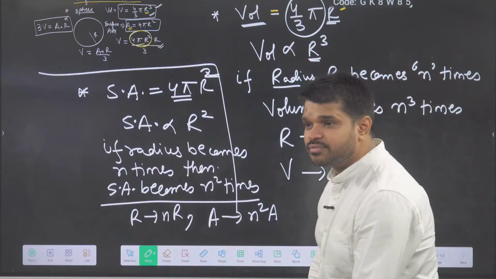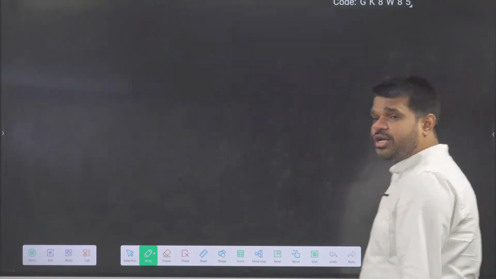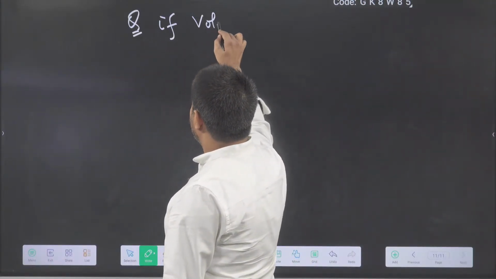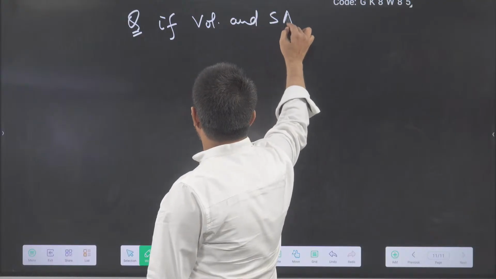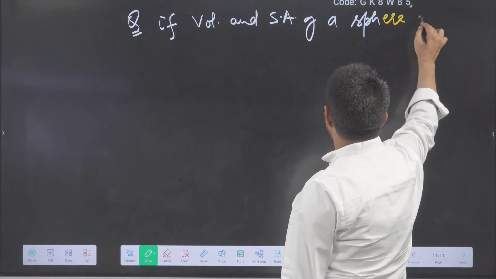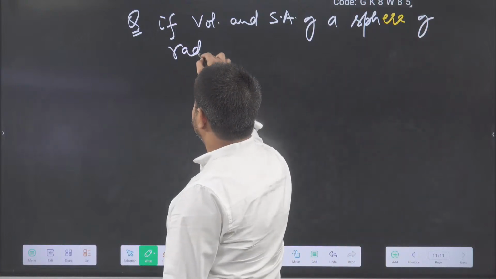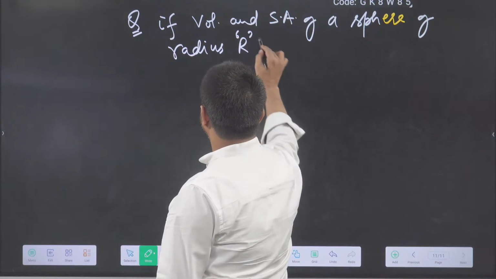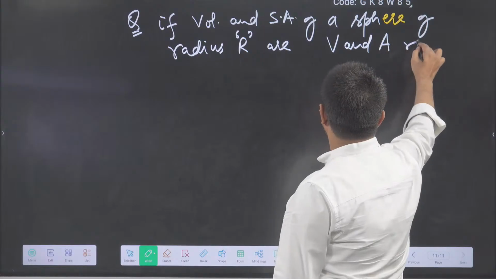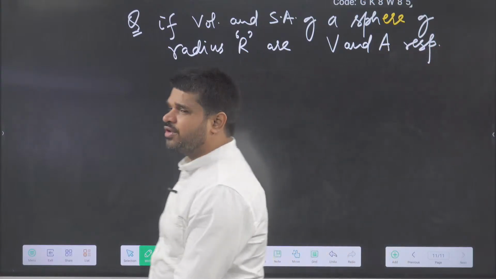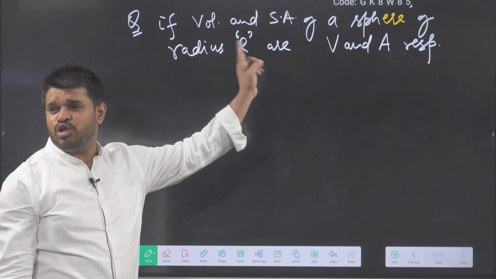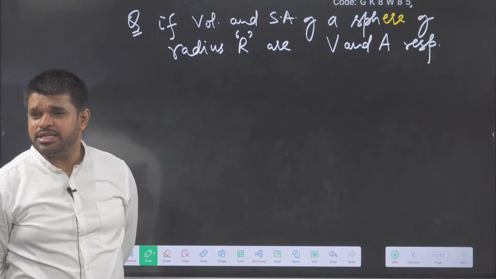Question is, if the volume and surface area of a sphere of radius r are volume V and area A respectively.